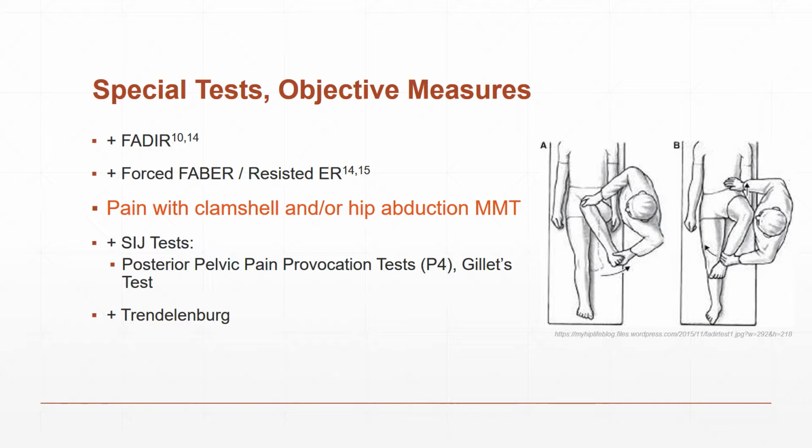And again, I talked about pain with clamshell or hip abduction, and if you're doing a manual muscle test for glute med or something like that, and the patient complains, and that's the only movement that actually recreates your patient's pain, you might be thinking glute med, but you might also be thinking obturator internus. And then other SIJ testing, such as the P4 and the Gillet's test, might be positive, as well as the Trendelenburg.